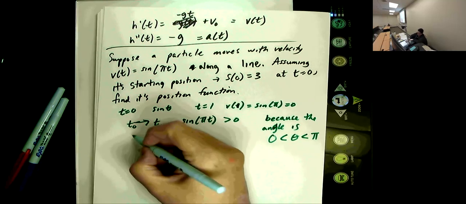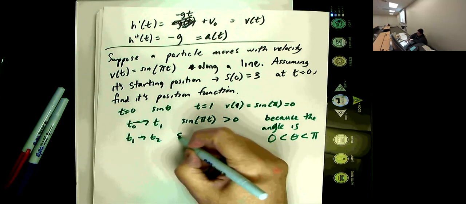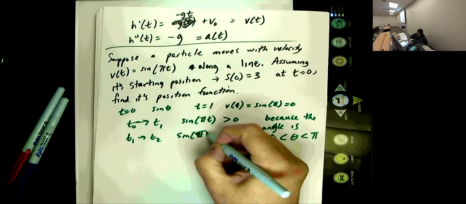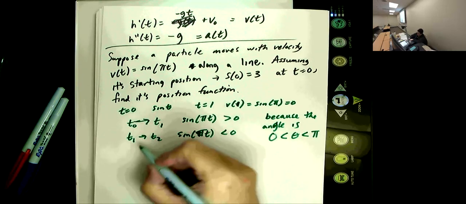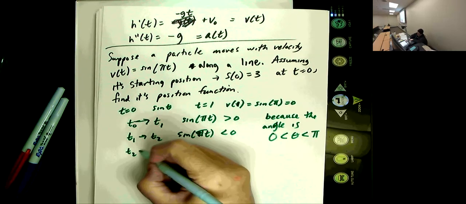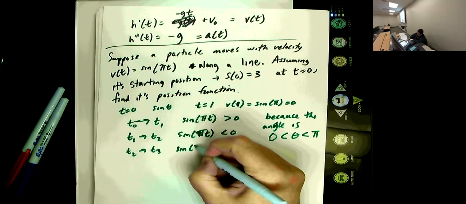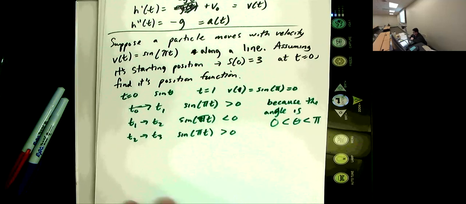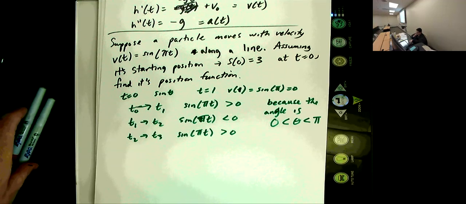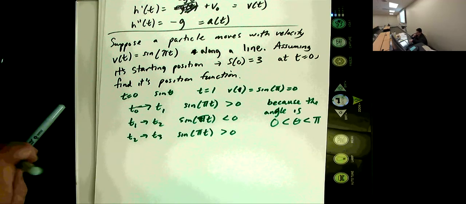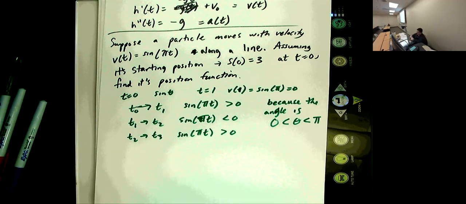But then from t1 to t2, sine is negative. And then t2 to t3, sine is positive again. So it's moving back and forth. This is more like the motion of a pendulum, if a pendulum moved in a straight line. It doesn't, it moves on a curve, but so we're gonna go ahead and work with this.